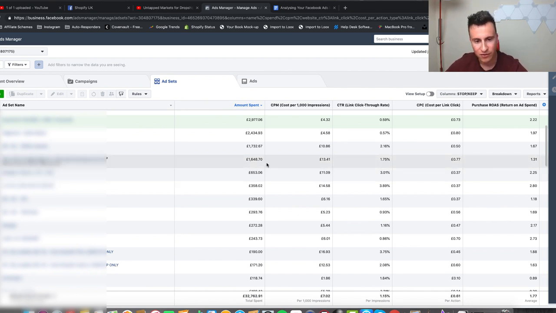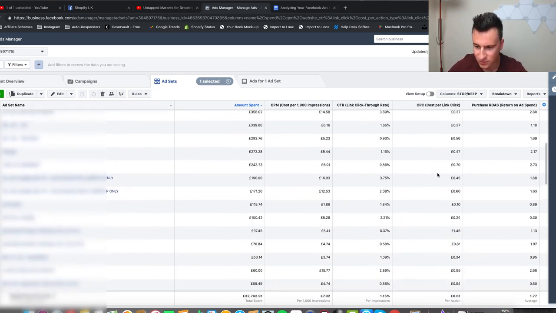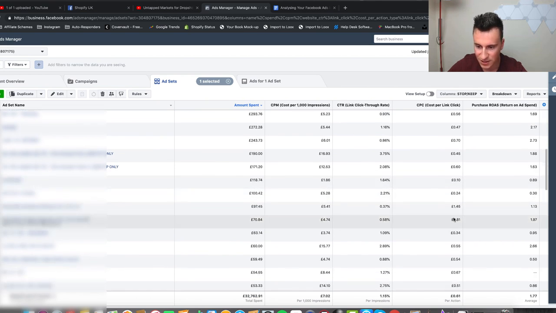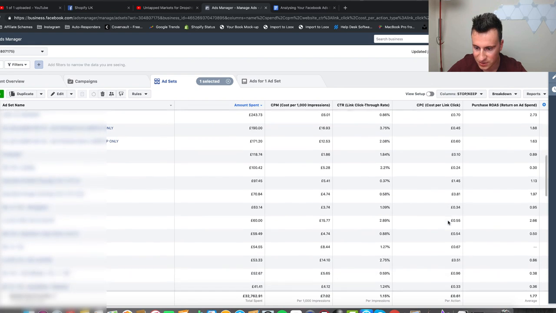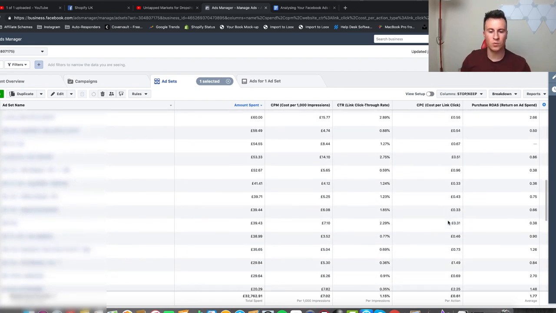So from that amount spent, you can see we've had 1600 here. When it drops down, the actual cost per link click gets a lot cheaper, which is interesting. And this continues on, as you can see. We've got a freak one here, which is quite expensive. Again, it's kind of similar to a top, but you can see here it carries on dropping down, and actually gets pretty cheap.